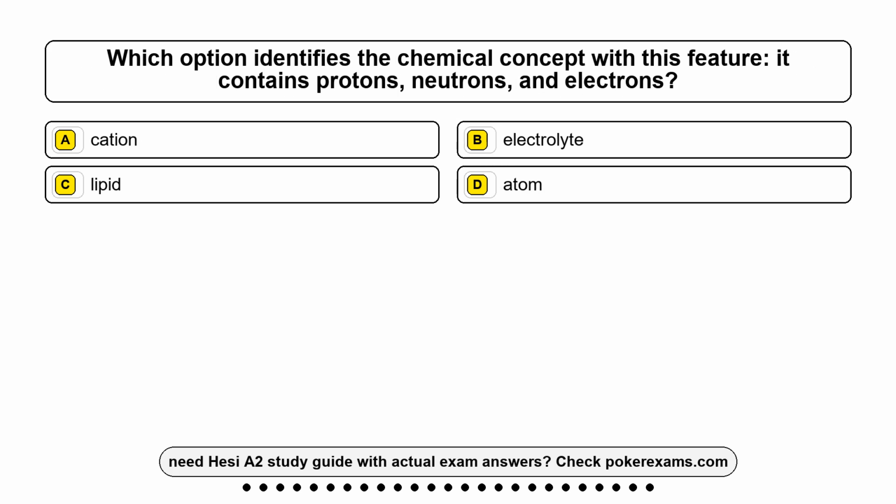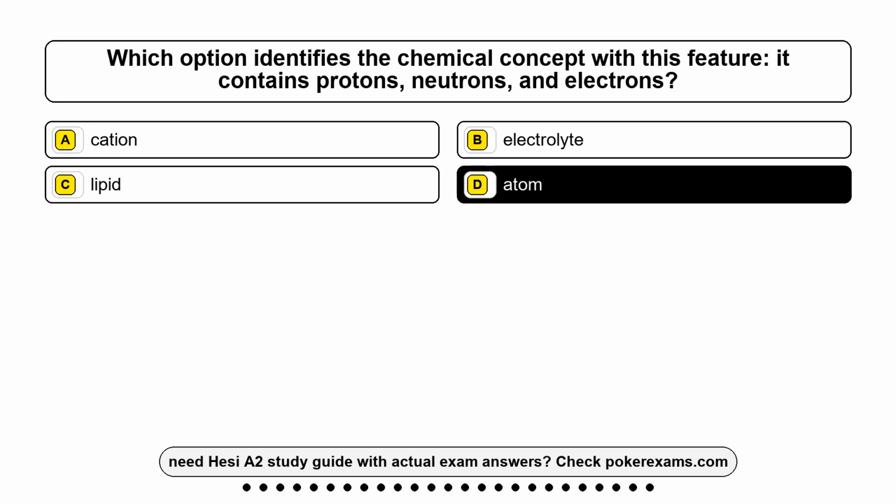Question 6. Which option identifies the chemical concept with this feature: it contains protons, neutrons, and electrons? Option A, cation. Option B, electrolyte. Option C, lipid. Option D, atom. The correct answer is option D, atom.